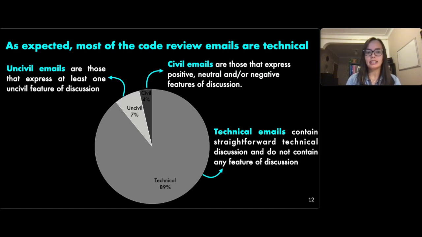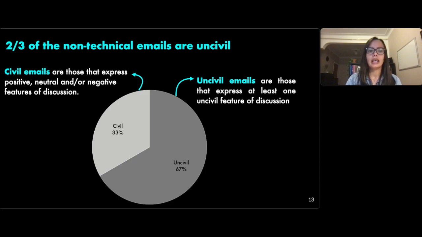And as expected, because of the technical field of LKML, most of the code review discussions of rejected patches are purely technical. However, if we look into the non-technical details, that is, by summing up the uncivil and civil emails from the previous slides, around 11% of the analyzed emails, we observe that 67% of the non-technical emails are actually uncivil. And this is quite a lot and was a surprising result to us.